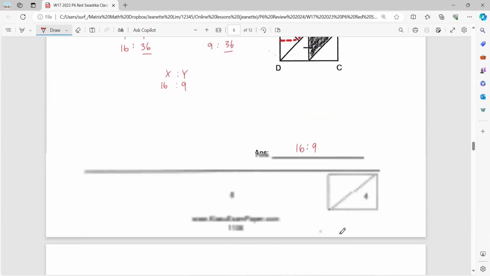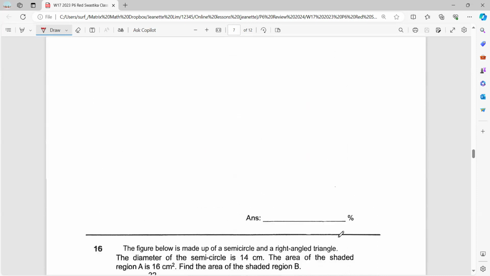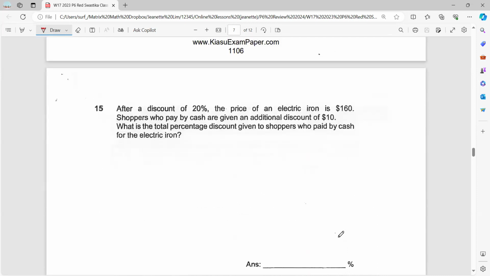Question 15. After a discount of 20%, the price of an electric iron is $160. Shoppers who pay by cash are given an additional discount of $10. What is the total percentage discount given to shoppers who paid by cash for the electric iron?